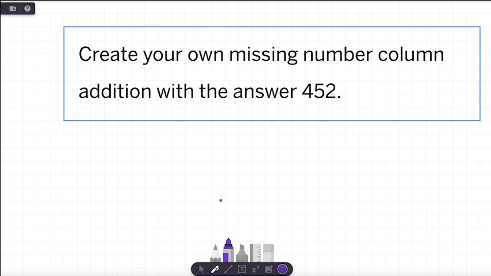Now lastly, here's a challenge for you. Can you create your own missing number column addition with the answer being 452? And if you can do that, post it in the comments.